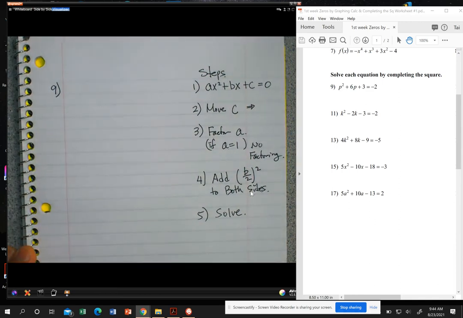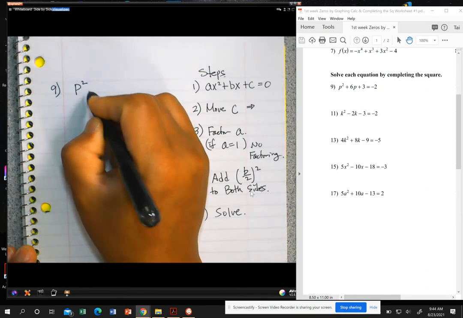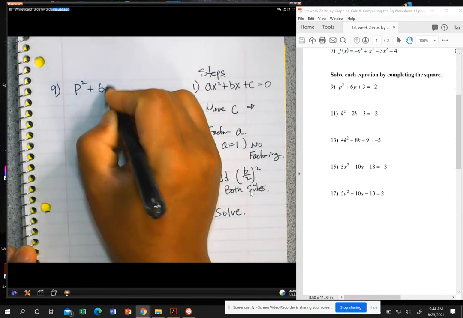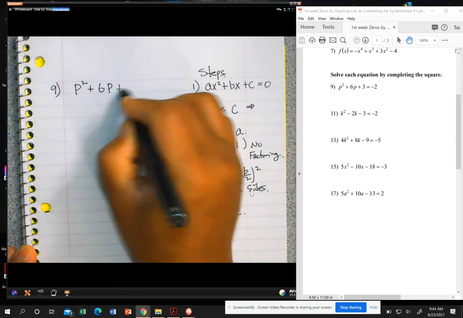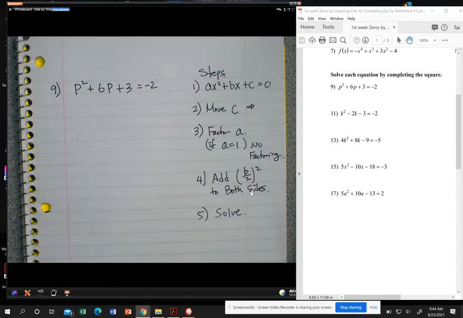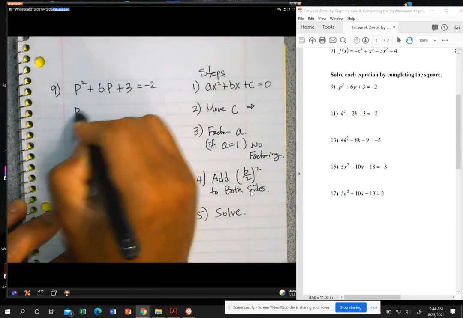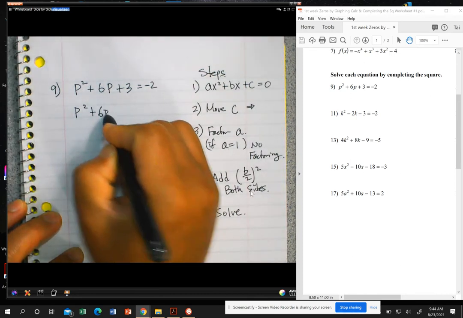So number 9, we have p squared plus 6p plus 3 is equal to -2. Remember, it could be p squared, x squared, y squared. It really doesn't matter. Those are just variables. Let's try to go through these steps. Is this set equal to 0? No. So what do I need to move? -2. So this is p squared plus 6p.